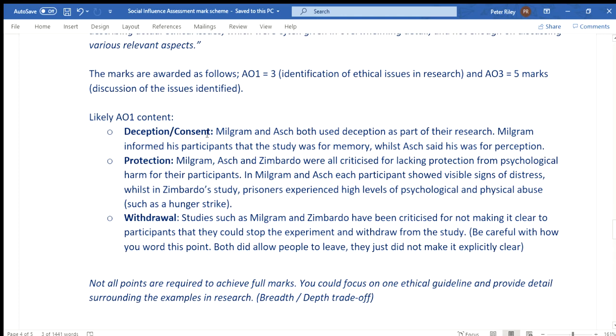So you would achieve 1 mark by referring to deception or lack of consent, but you also must refer to Milgram and Asch, or potentially Milgram and Asch, or one of the studies. You can't refer to Zimbardo because Zimbardo had complete consent from his participants. But we know that Milgram and Asch both used deception as part of their research. So Milgram informed his participants that their study was involved in memory, whereas Asch said that his study was for perception.